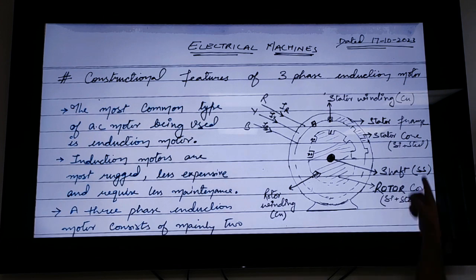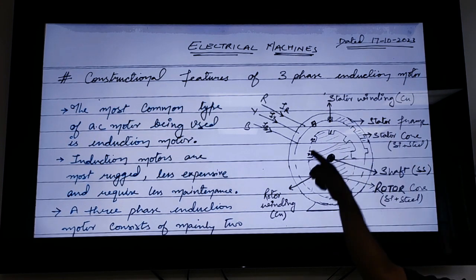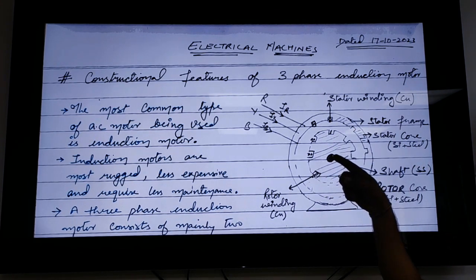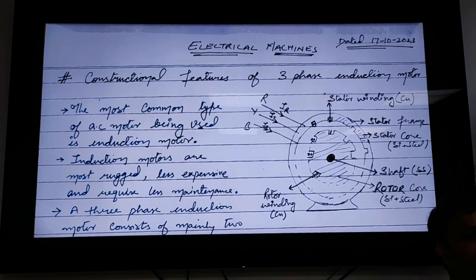The very first thing is the outer frame. The outer frame of the machine remains stationary at a particular base. So this is the base where the motor stands, and this is the outer frame. Stator is also called the stator frame. So the stator frame is a part of the stator. Basically there are two parts, stator and rotor.